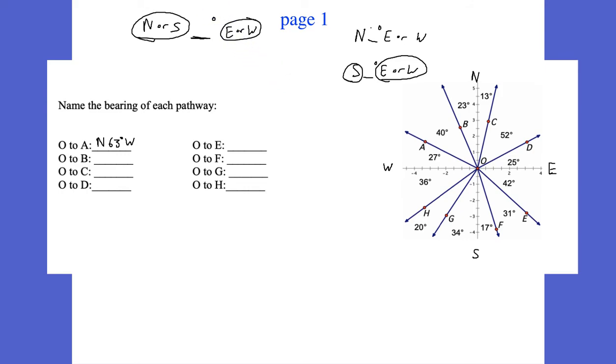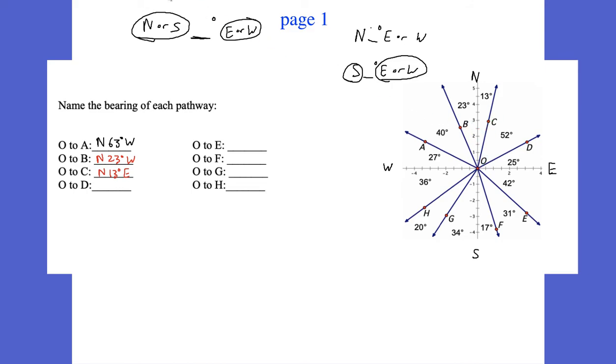Next, we've got O to B. O to B is just point O to point B right here. This angle right here is 23 degrees as referenced there. So it's simply north 23 degrees west. O to C right there. Now we're a little bit east of north. It's no longer to the left of north, it's right, that's east. So O to C is north 13 degrees east. And again, that's this angle right here being 13, O to C.